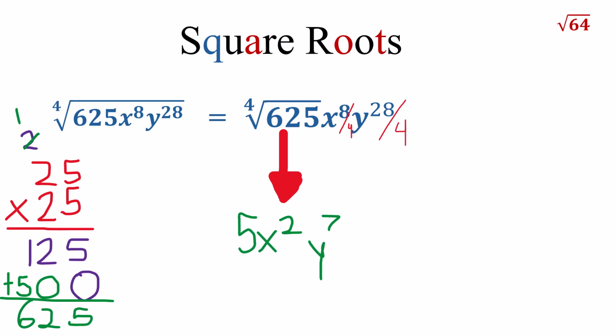When you put the 4 over here, isn't 8 divided by 4 2? Yes, it is. So that's x to the 2. Isn't for the value of y 28 divided by 4, isn't that 7? Yes, it is. So it's y to the 7th. And guess what? 5 to the 3rd is going to give you 125. 5 to the 4th is going to give you 625, because what's going on? 5 times 5 is 25.